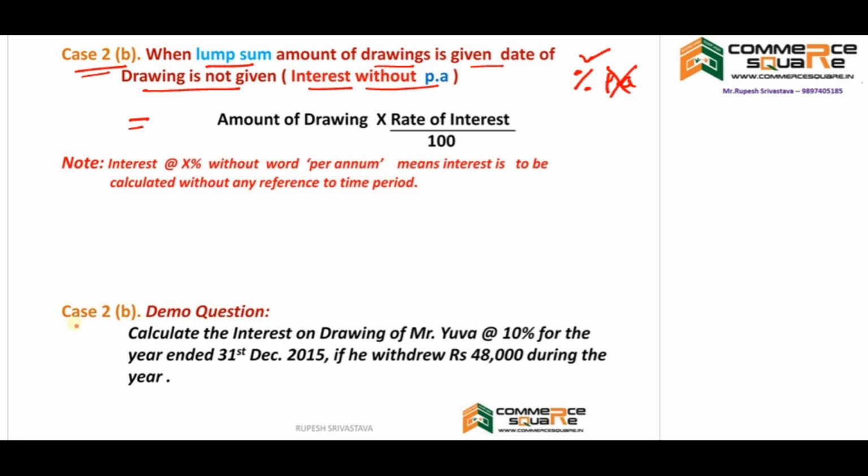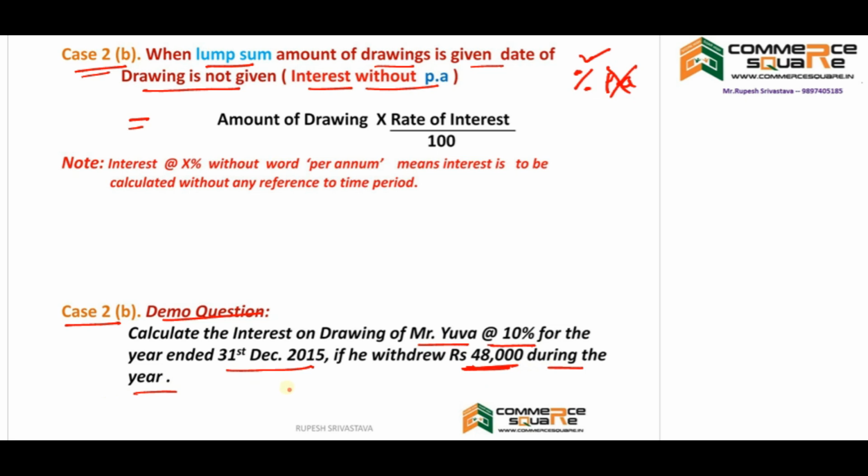So let's see the case 2b demo question, that is calculate the interest on drawing of Mr. Yuva at the rate of 10% for the year ended 31st December 15 if he withdrew rupees 48,000 during the year. See, in the question the amount is given in lump sum, means it is not given in installments. ये amount lump sum है, इकट्ठा दे रखा है, installment में नहीं दे रखा है, और during the year बोल रहा है कि पूरे during the period means 1 year, but इसके अंदर कहीं मेंशन नहीं है कि equal installment और something like that.